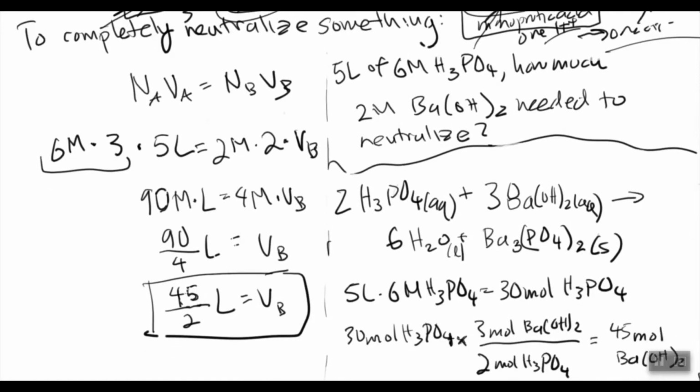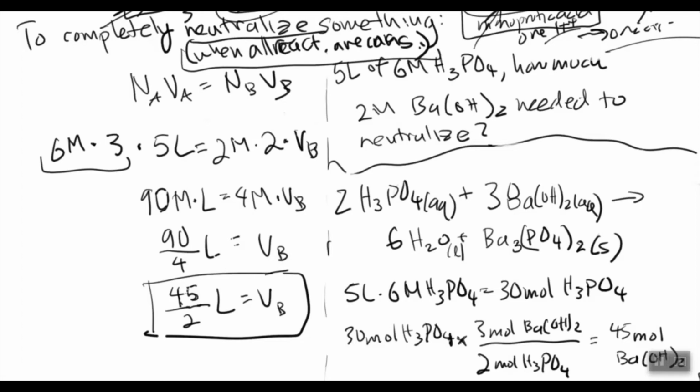Now, to completely neutralize something, basically, you have to have a neutralization reaction that goes all the way, or when all the reactants are consumed. So this is when all reactants are consumed. Now, there are some special variations of neutralization, but in this case, I want you to consider neutralization as when all the reactants are consumed.